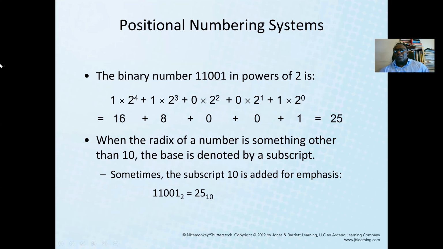Now, to check this answer, I can use the method whereby I divide 25 by 2. The remainder will give me the binary number. So if I divide 25 by 2, the remainder will be 1, and the answer will be 12. So I get my first 1. Then when I divide 12 by 2, the answer will be 6, remainder 0. So I got the 0 here.